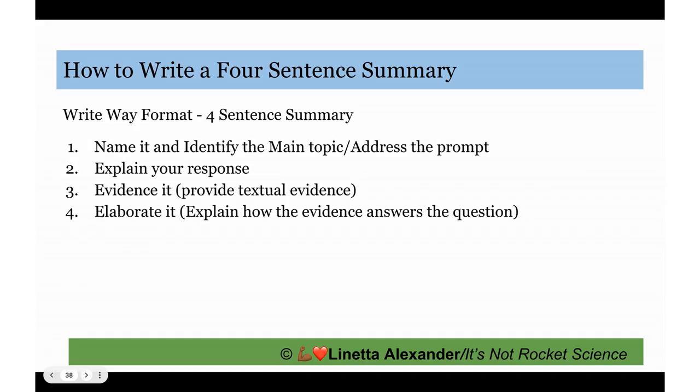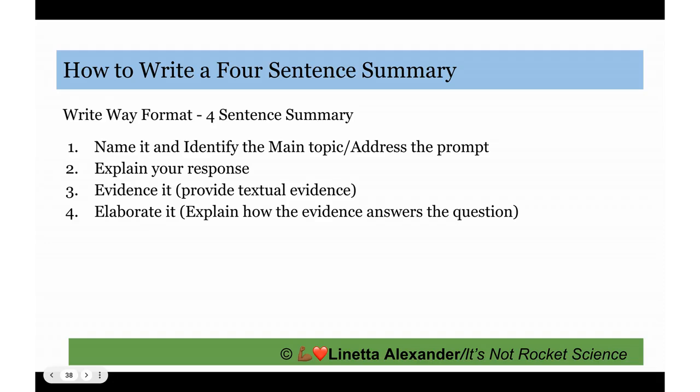So, when you write a four-sentence summary, the first sentence, you should name it. It should be very clear and direct what you are talking about. If it's a lesson, name the lesson. If it is a story, then name the story. Name it and identify the main topic. Or you name it and address the prompt. Okay. And ideally, because it's short in the summary, you want to give like a quick and dirty answer to whatever the prompt or question is.